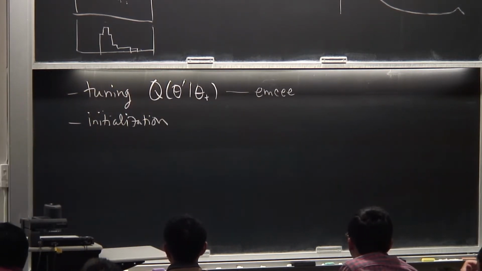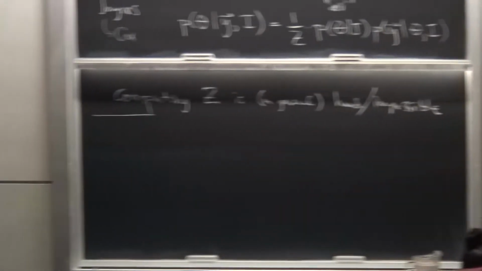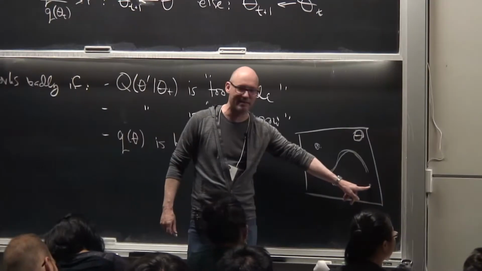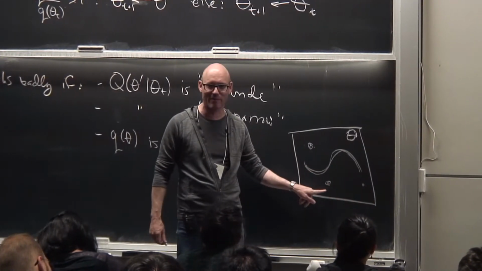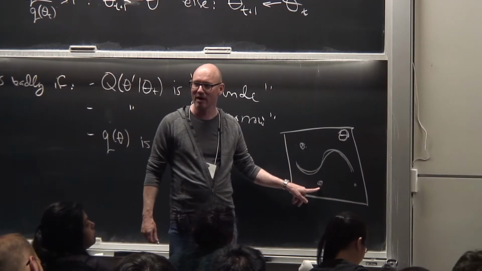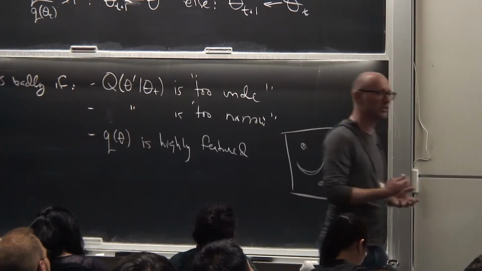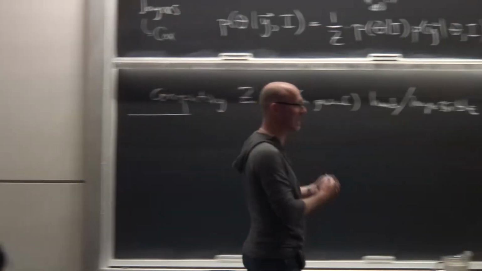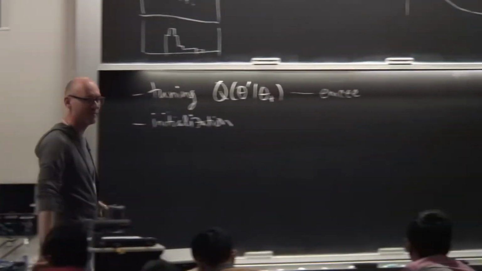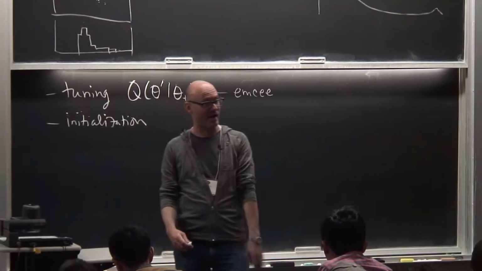If you go back to this example here, if I initialize my sampler over here, it will probably get locked into that mode. If I initialize it over here, it'll probably get locked into that mode. And so your results can be tuning dependent and initialization dependent. And this is a non-trivial thing, figuring out how to initialize.